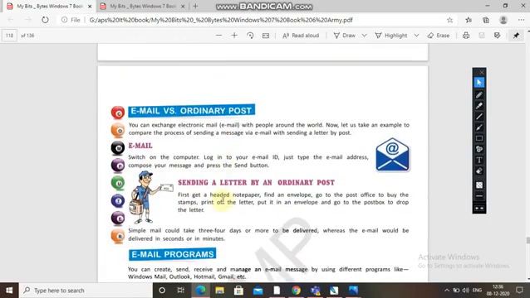Now, email versus ordinary post. If you are sending a letter by post or by mail, there is a difference. By post, it is time taking. And with email, just in a second, you can send it to the other person. You just need a login ID and email address, compose your message, and press the send button. In sending a letter, you need a stamp, putting it in an envelope and then keeping it in a drop box. Okay, so simple mail could take 3 or 4 days to be delivered, whereas the email would be delivered in seconds.